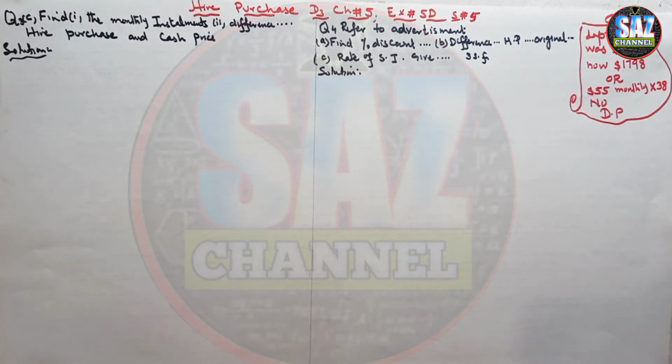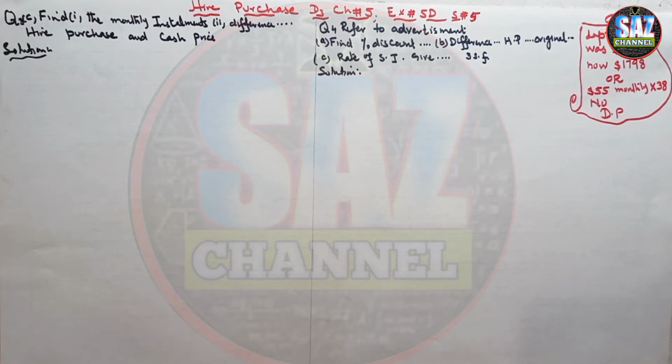This is my fifth lesson of D3, chapter number 5, exercise 5D, that is about hire purchase. Very important and interesting topic and everyday life topic. In this lesson, you will be learning how you can buy things in installments and hire purchase terms. So you have to watch these lessons carefully.